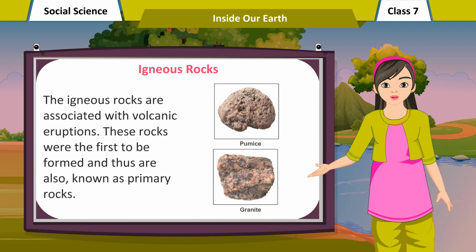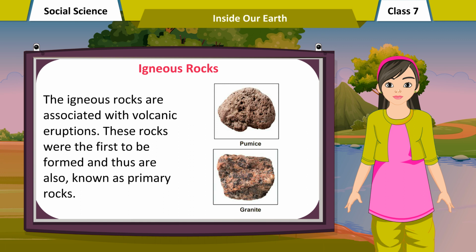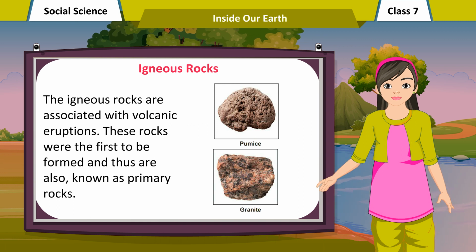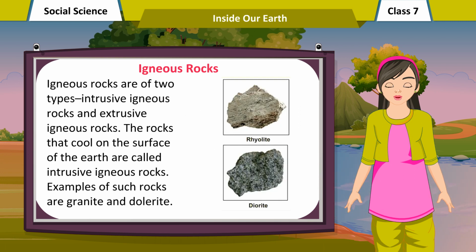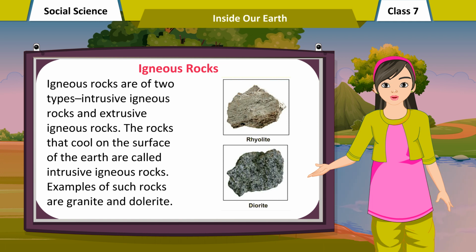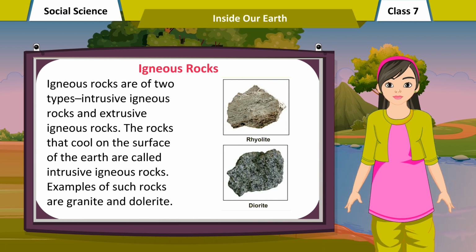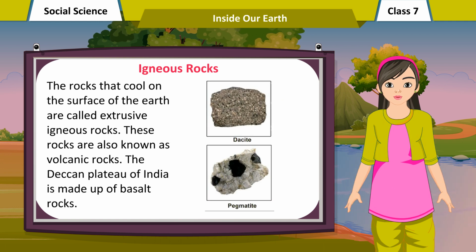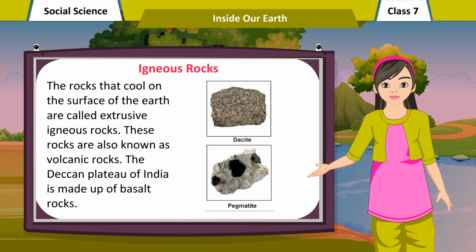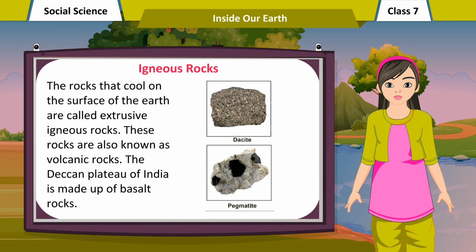Igneous rocks. The igneous rocks are associated with volcanic eruptions. These rocks were the first to be formed and thus are also known as primary rocks. Igneous rocks are of two types: intrusive igneous rocks and extrusive igneous rocks. The rocks that cool inside the Earth's crust are called intrusive igneous rocks. Examples of such rocks are granite and dolerite. The rocks that cool on the surface of the Earth are called extrusive igneous rocks. These rocks are also known as volcanic rocks. The Deccan Plateau of India is made up of basalt rocks.